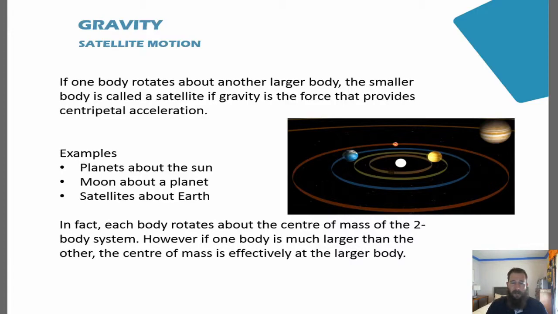Now, in most cases we don't really witness this because one object tends to be a lot larger than the satellite that's orbiting. So the Earth is orbiting around the Sun and the Sun is orbiting around Earth. However, the Sun is just so much bigger, and the center of mass of this two-body system is effectively at the center of the Sun.